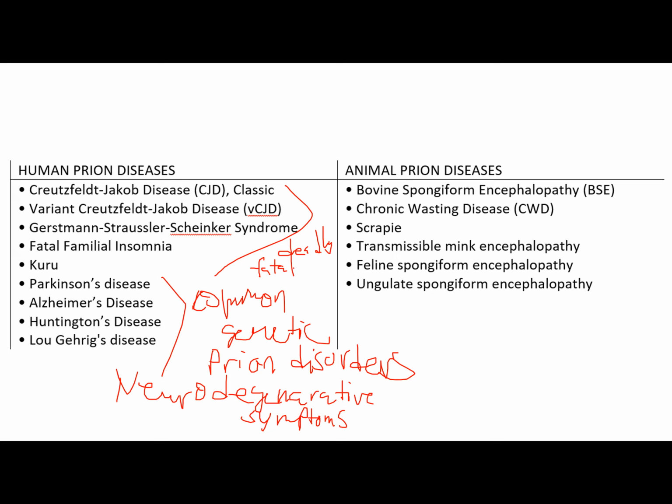Pero yung Parkinson's, yung Alzheimer's, Huntington's, and Lou Gehrig's class, they are more on a lifestyle debilitating. When I say debilitating, nakakalimit sila ng lifestyle ng isang tao. When you have them, you tend to have problems with your everyday life. Then we have your animal prion diseases. So we have your bovine spongiform encephalopathy, your chronic wasting disease, your scrapie, your transmissible mink encephalopathy, your feline spongiform encephalopathy, and your ungulate spongiform encephalopathy.